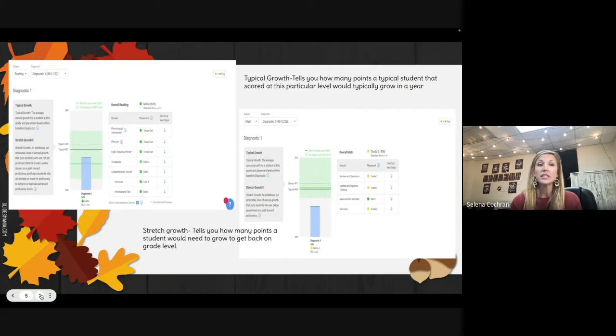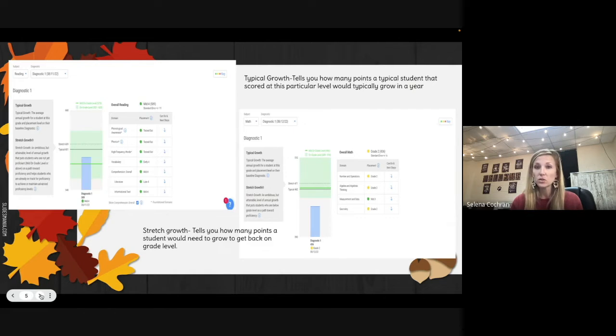So at the beginning of the year, we are in year 2 with iReady, and we always give our students a diagnostic assessment. Within our very first PLC meeting, we get the results of those diagnostic assessments, and we like to pull up that data and break it down.